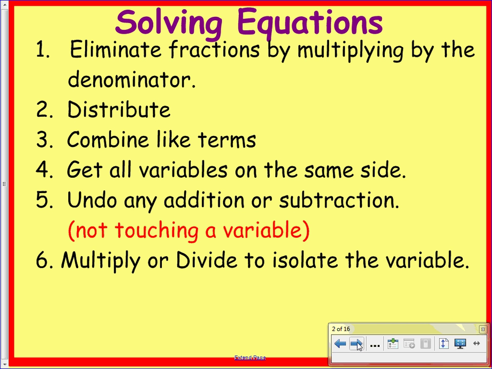Here are some of the steps to solving equations. Number 1, eliminate fractions by multiplying by the denominator. This is called clearing the fraction. Number 2, distribute using the distributive property. Number 3, combine any like terms on the left or right hand side of the equation. Number 4, get all variables on the same side. Number 5, undo any addition or subtraction, not touching a variable. And number 6, multiply or divide to isolate the variable.